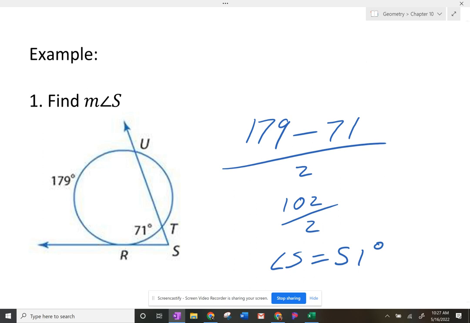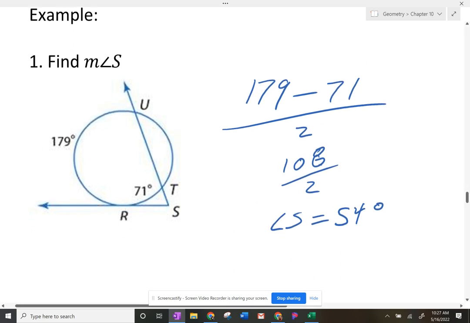Actually, I did my math wrong. Yeah, 108. Completely did it wrong. I'm the worst. Again, big angle minus little angle divided by 2.